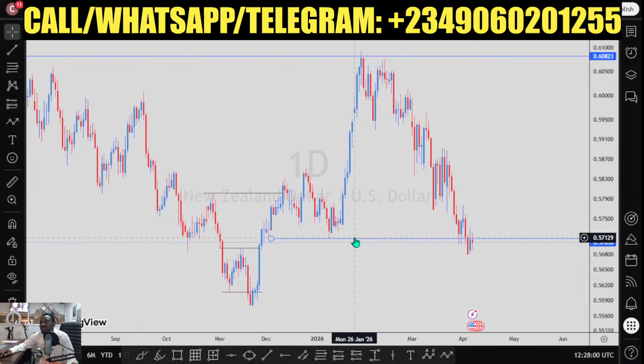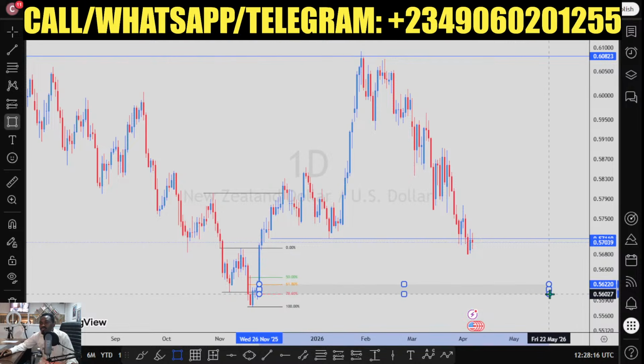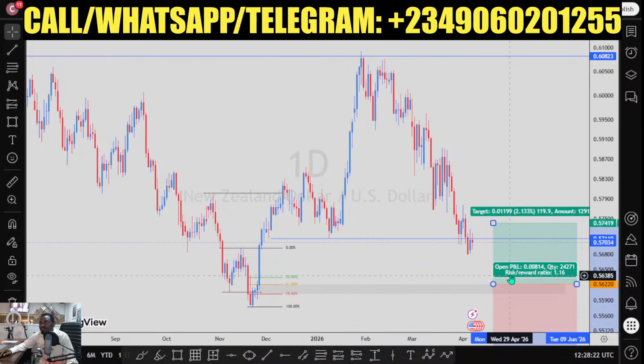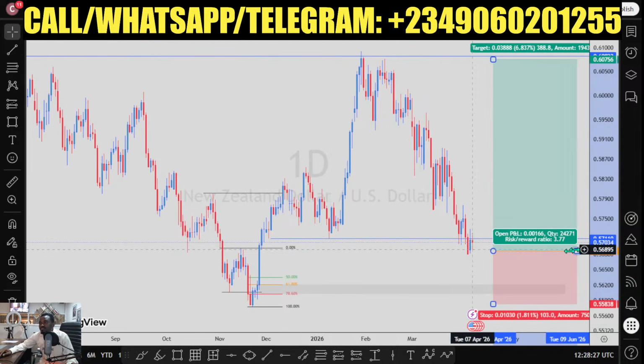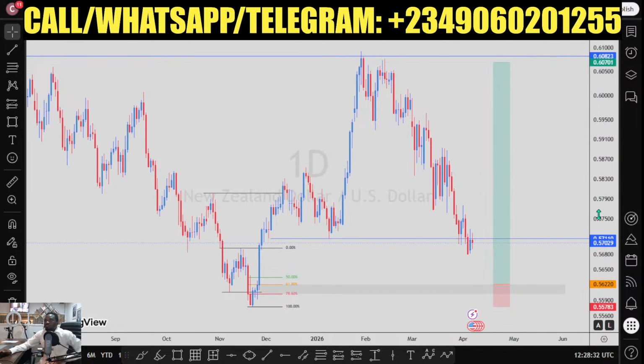We have our structural liquidity. From here to this level, we are expecting price at this level for a possible buy entry. This is for swing trading. Those are for swing traders, people who want to hold this position for a long time.